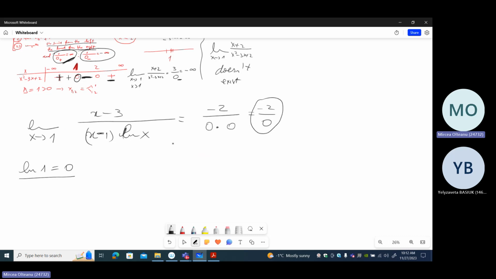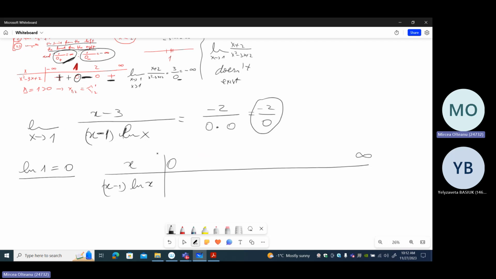Now we know the method. The first step is to see the value, the sign of the denominator. The denominator is this one, x minus 1 times logarithm of x. Now, the domain of definition of the denominator is x positive, because the logarithm exists if and only if x is strictly positive. So here, x belongs to the interval 0 to infinity.